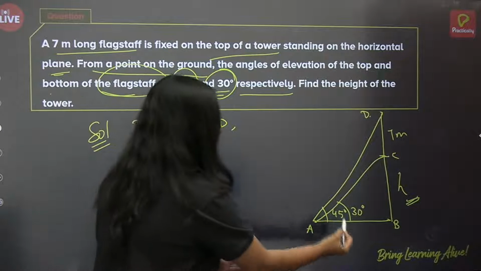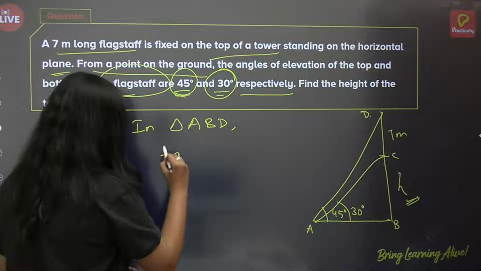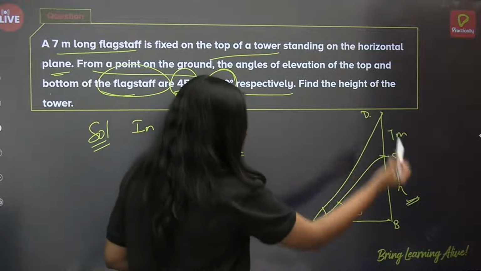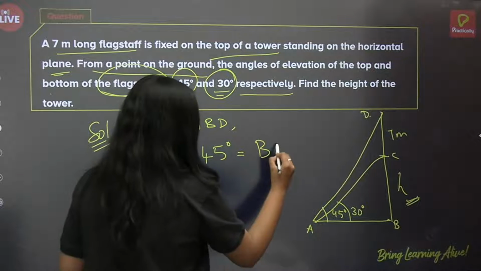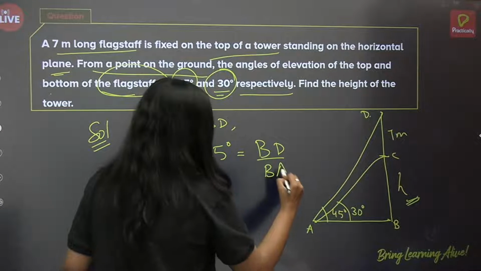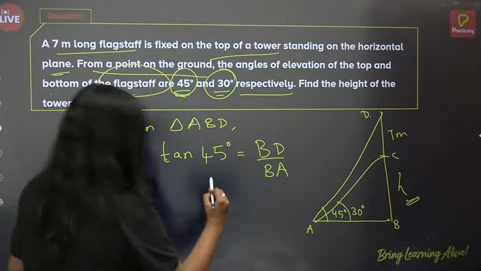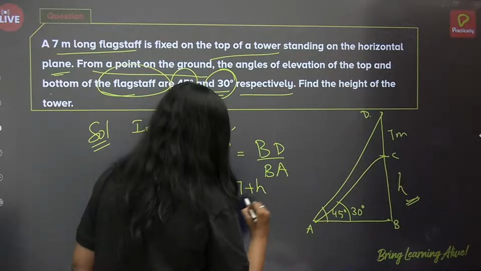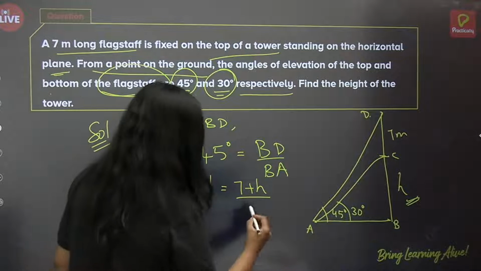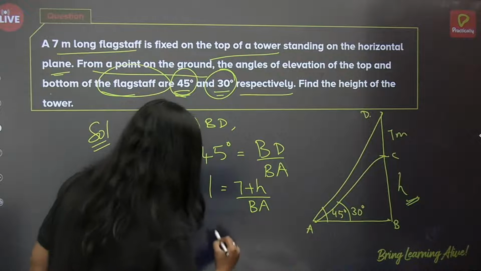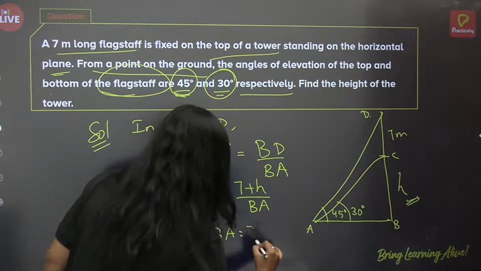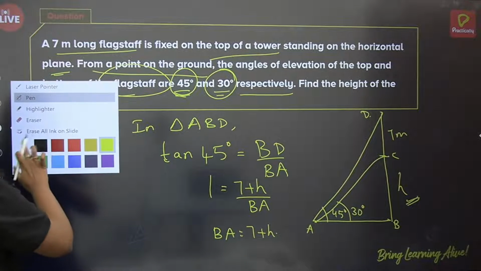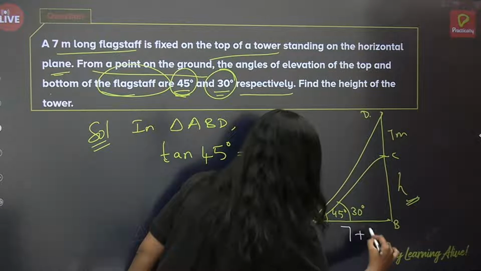This is 45 degrees, correct? So, tan 45 degrees is equal to BD by BA. Tan 45 degrees is 1. So, 1 equals BD, which is 7 plus H, by BA. We do not know BA, so let us put BA only. So, we get BA equals 7 plus H. Let us write it here, using another color to differentiate. So, this is 7 plus H.